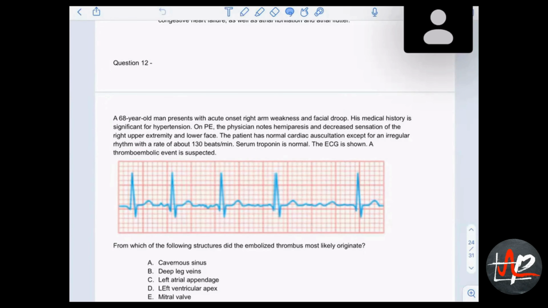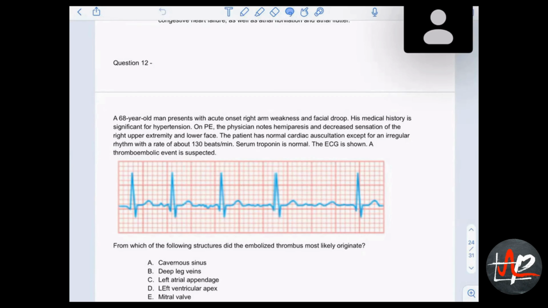A 68-year-old man presents with acute onset right arm weakness and facial droop. His medical history is significant for hypertension. On physical exam, the physician notes hemiparesis and decreased sensation of the right upper extremity and his lower face. The patient has normal cardiac auscultation, except for an irregular rhythm with a rate of about 130 beats per minute. Serum troponin is normal. The EKG is shown. A thromboembolic event is suspected.